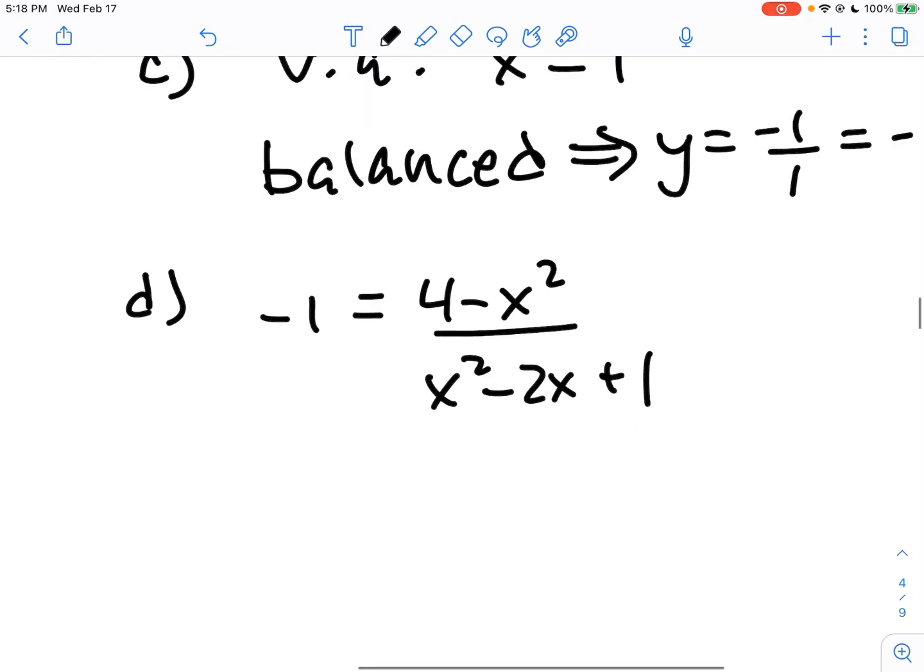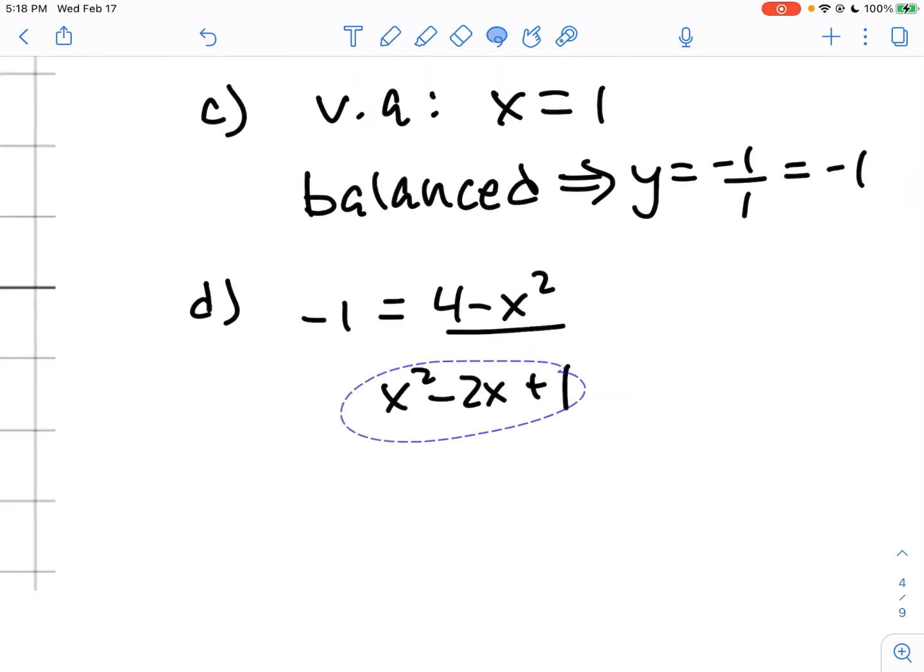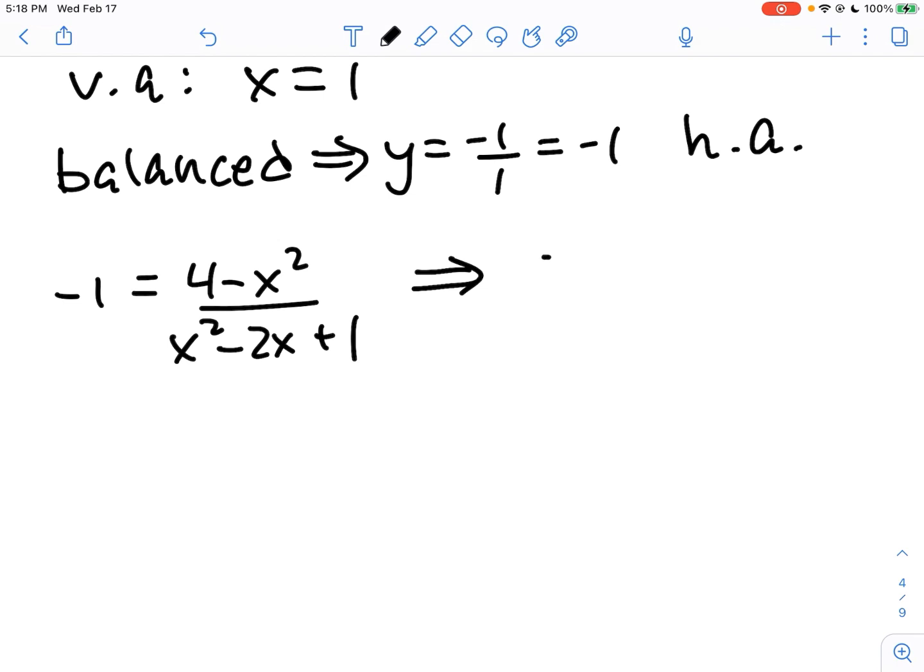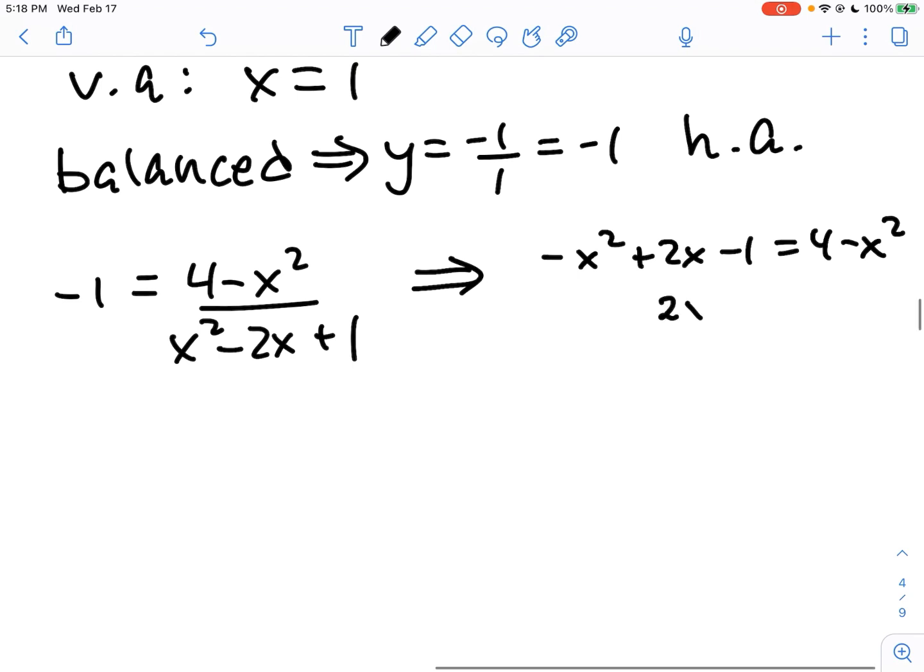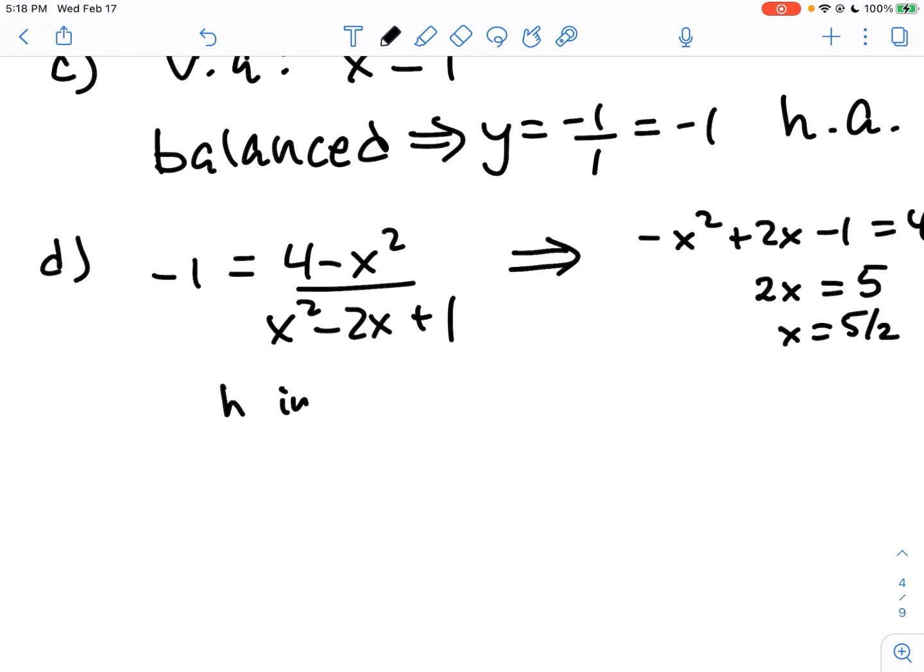Well, if I multiply both sides by this denominator, that gives me -x squared plus 2x minus 1 has to be equal to 4 minus x squared. Now add x squared to both sides, they cancel. Add 1 to both sides, we get 2x equals 5. Now divide, we get x equals 5 halves. H intersects the horizontal asymptote at x is 5 halves, and of course the y is -1.